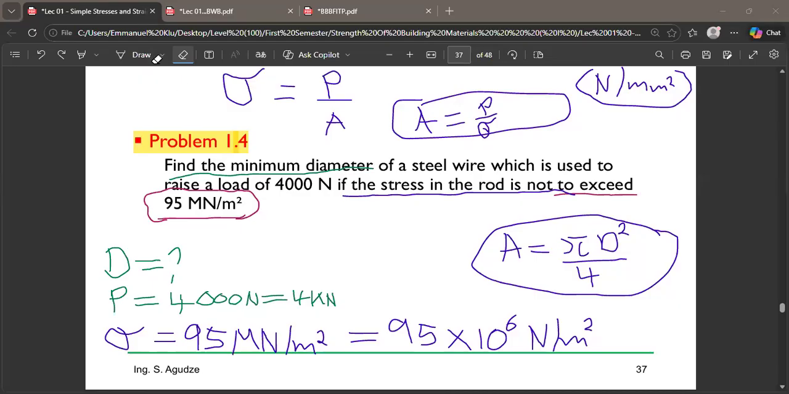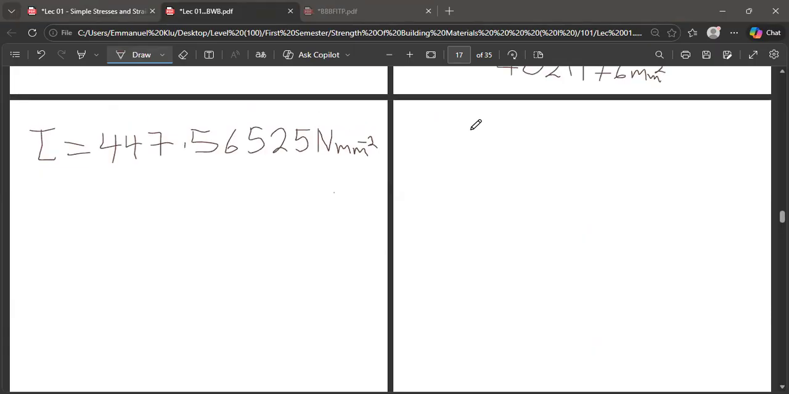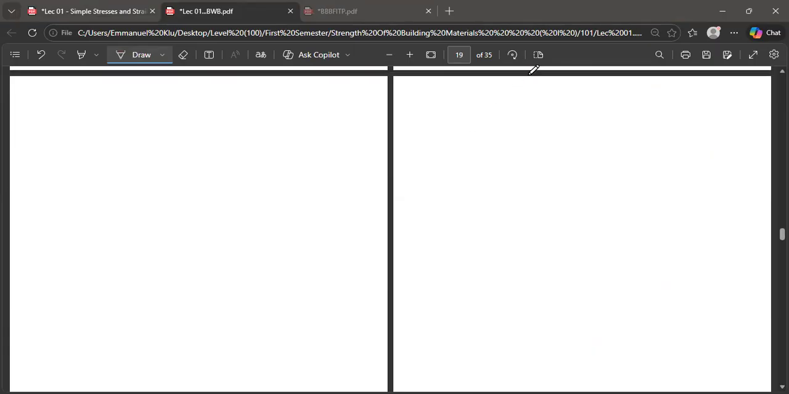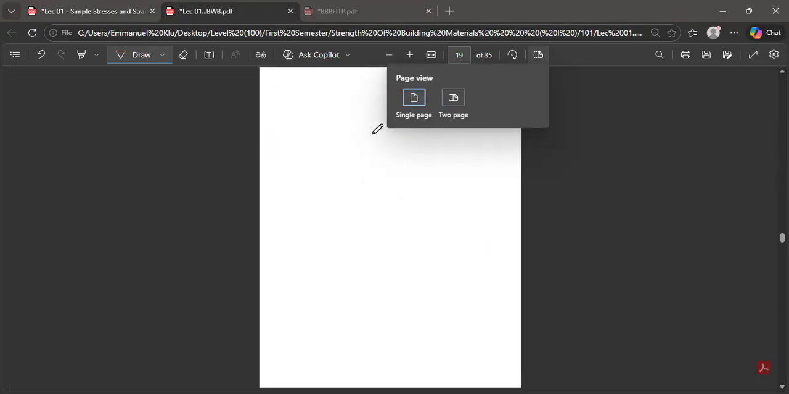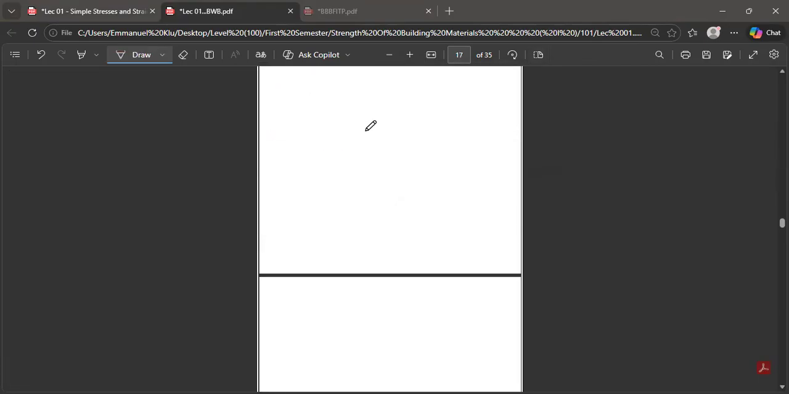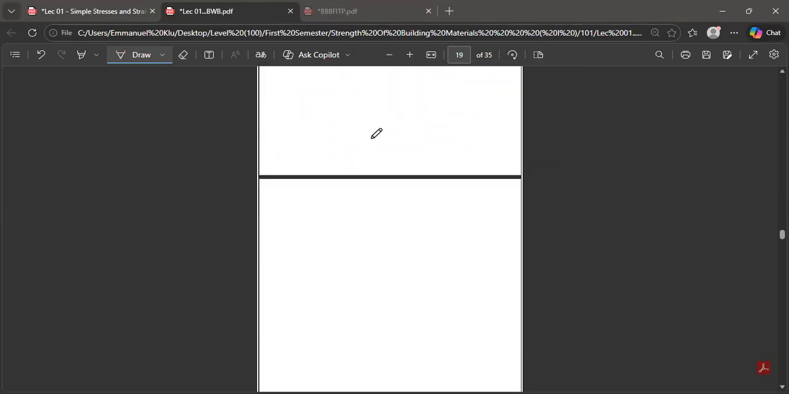All right, so let's quickly open to a fresh page and then let's begin our calculations from there. Okay, so we are coming to problem 1.4. Yes. So let's quickly continue from problem 1.4. And this is our problem 1.4.